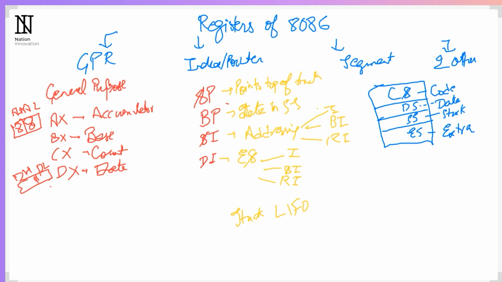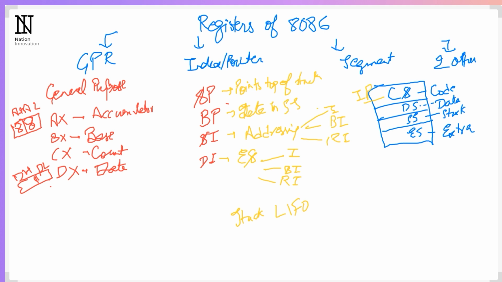The code segment contains the address of a 64 KB segment with processor instructions. Basically it holds the area of processor instructions, and the microprocessor uses the code segment for all accesses to instructions referenced by the instruction pointer register. So this is basically associated with the instruction pointer register.